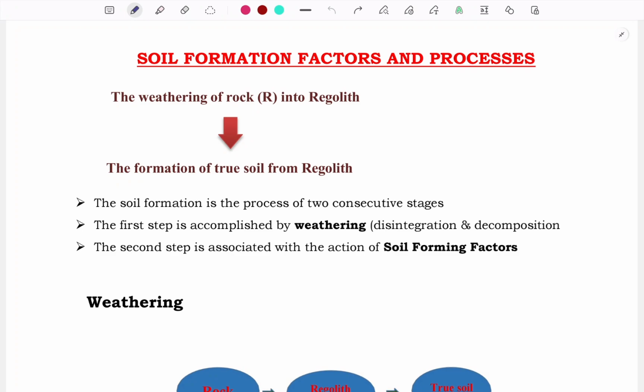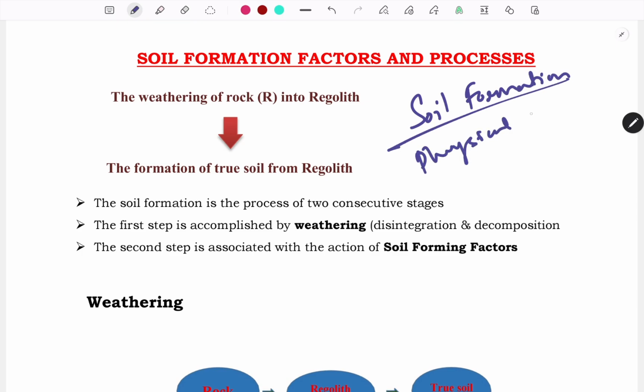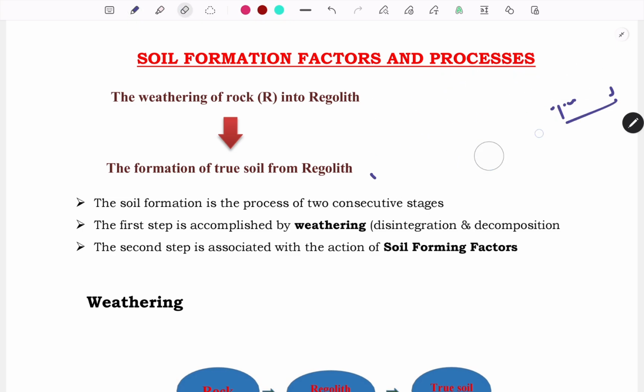The main topic we will discuss today is soil formation and physical properties of soil. We'll discuss these two major topics today. Okay. Let us now know how the soil is formed.